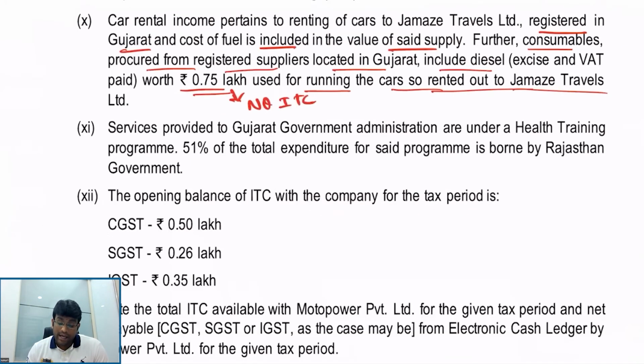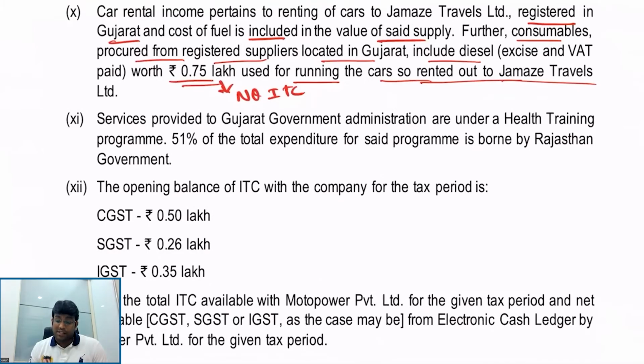Next, what else? Service provided to Gujarat Government Administration under a health training program. Very good. 51% of the total expenditure for the program is borne by Rajasthan government. Tell me, my dear friends, what happens to this? 51% of the expenditure is borne by Rajasthan government. A very, very interesting point.